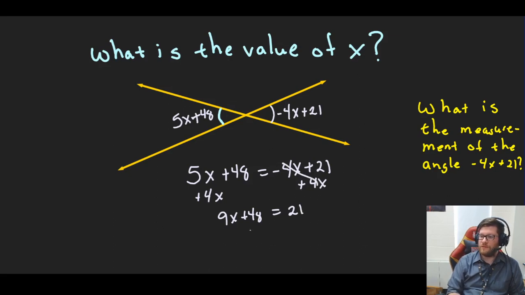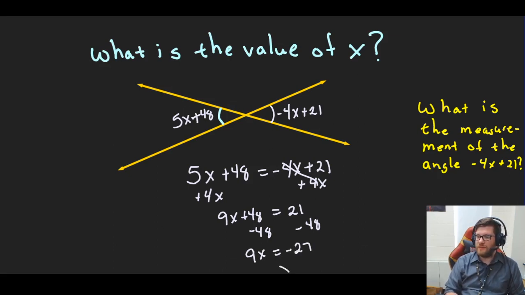And now let's subtract our 48 from both sides. Minus 48. And then we have 9x equals 21 plus negative 48. 21 minus 48 is negative 27, which means that x, when we divide both sides by 9, sorry, I'm running out of room, x should then equal negative 3. Okay, so there's our value of x.